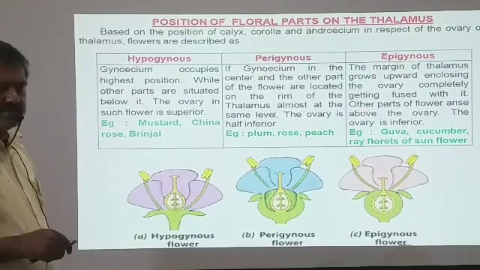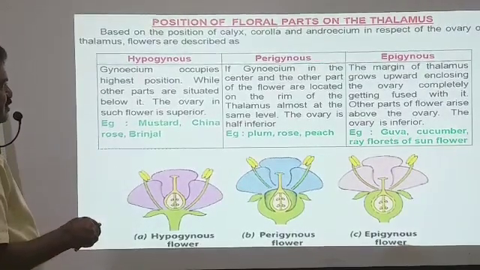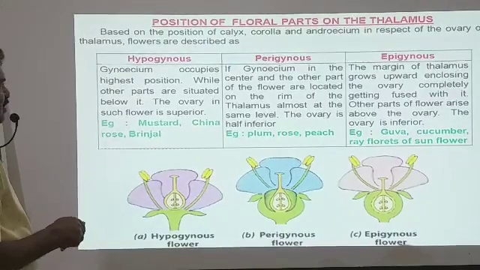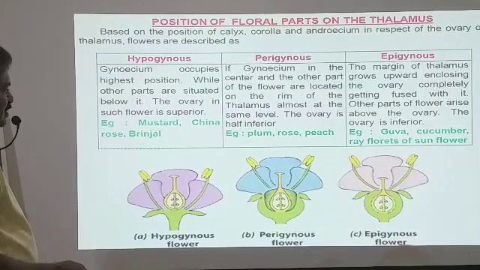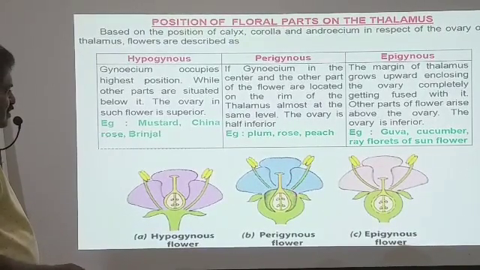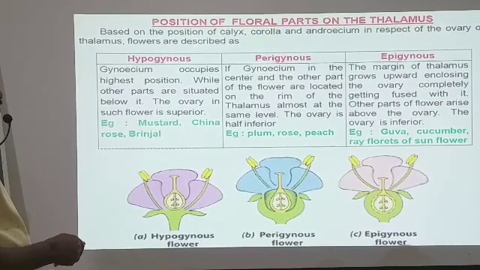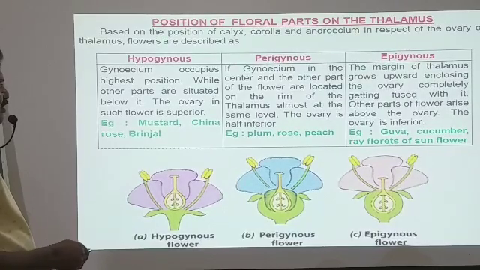is the perigynous. If the gynoecium is in the center and the other parts of the flower are located on the rim of the thalamus, you see. These are the rim of the thalamus which is present. That's what we call the perigynous flower. So the thalamus is almost at the same level.